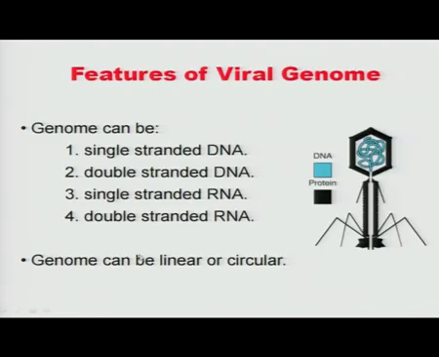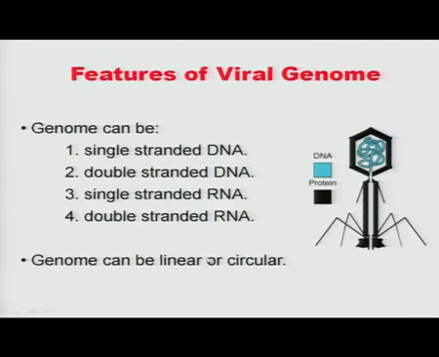If we talk about the features of viral genome, the genome can be single stranded DNA, the genome can be double stranded DNA, the genome can be single stranded RNA or double stranded RNA. So, all the 4 types of nucleic acids are present in case of virus only, and the genome of virus may be a linear molecule or circular.